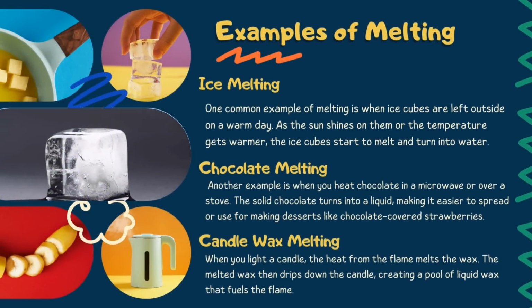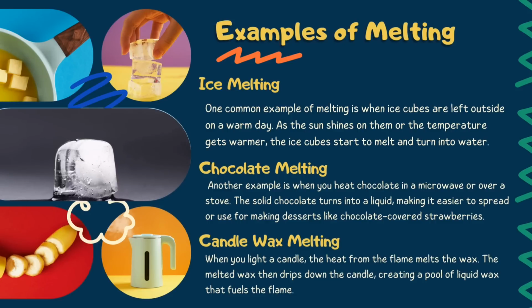Okay, so let's have examples of melting. So, ice melting. One common example of melting is when ice cubes are left outside on a warm day. As the sun shines on them or the temperature gets warmer, the ice cube starts to melt and turn into water. Now, chocolate melting. Another example is when you heat chocolate in a microwave or over a stove. The solid chocolate turns into a liquid, making it easier to spread or used for making desserts like chocolate-covered strawberries.